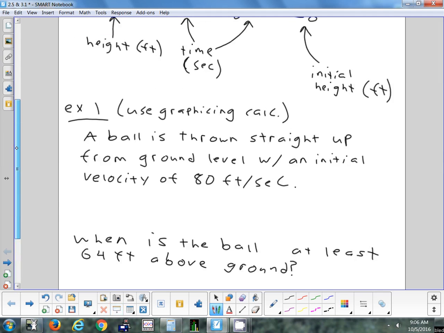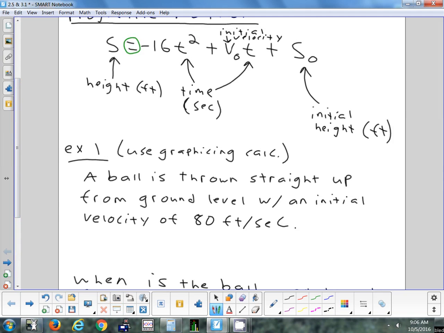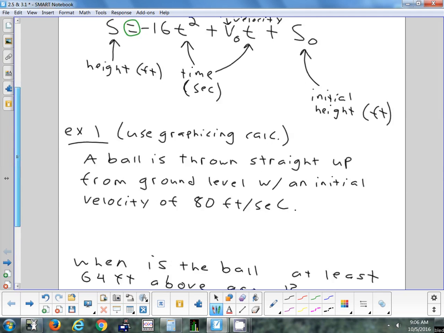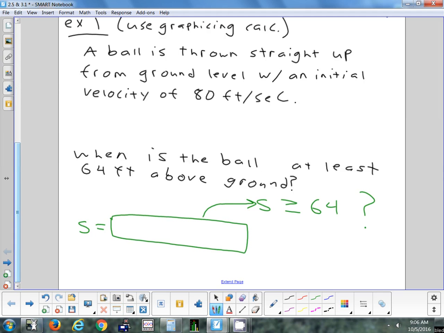So if I go back to my formula, what letter in my formula represents height? S. So I basically want to know this: when is the height greater than or equal to 64? The only thing I have to figure out is, how do I represent my height? Well, that's where the formula comes in. So I'm going to write the formula for the height of this object, and then I'll plug it in right there.